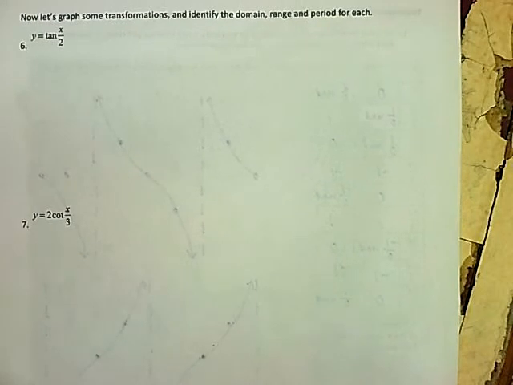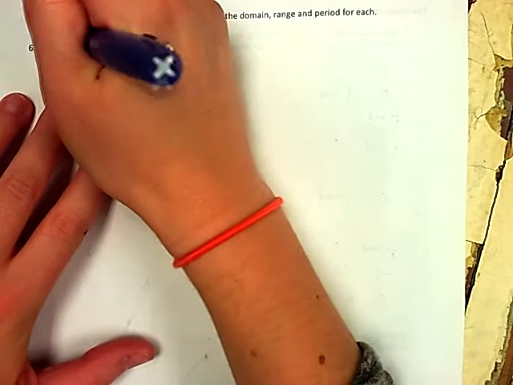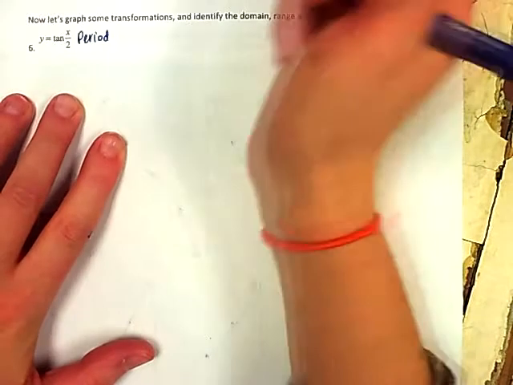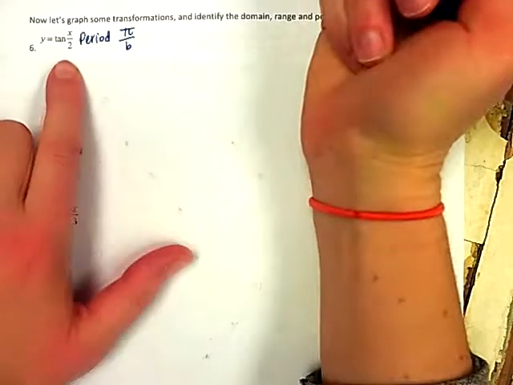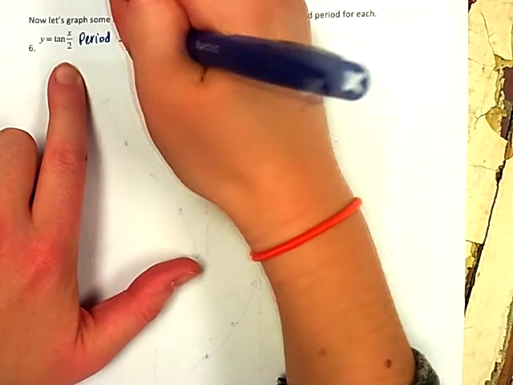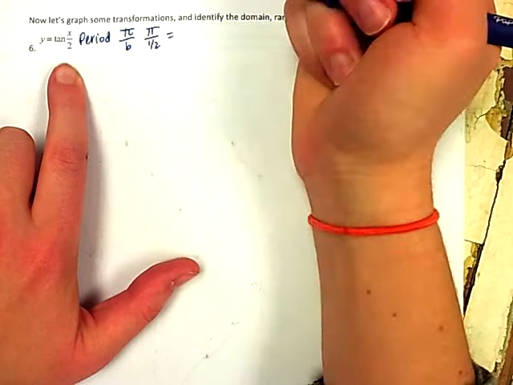Okay, so the first one is y equals tan of x over 2. And before we do anything else, we want to think about the period. So the period is going to be pi over b, and b is 1/2. So pi over 1/2, which is the same as 2 pi.